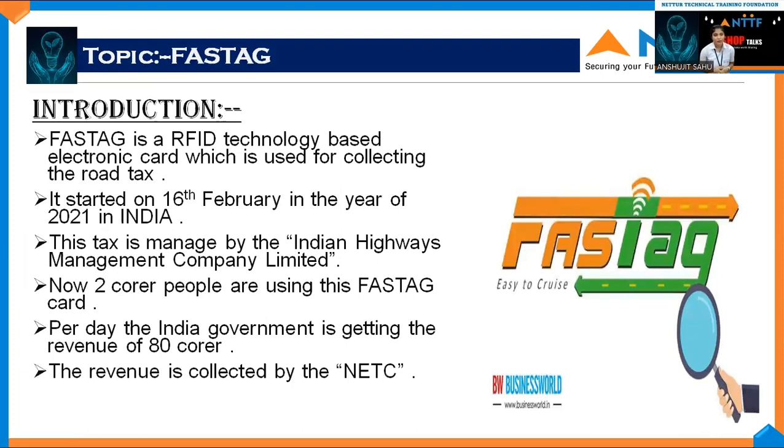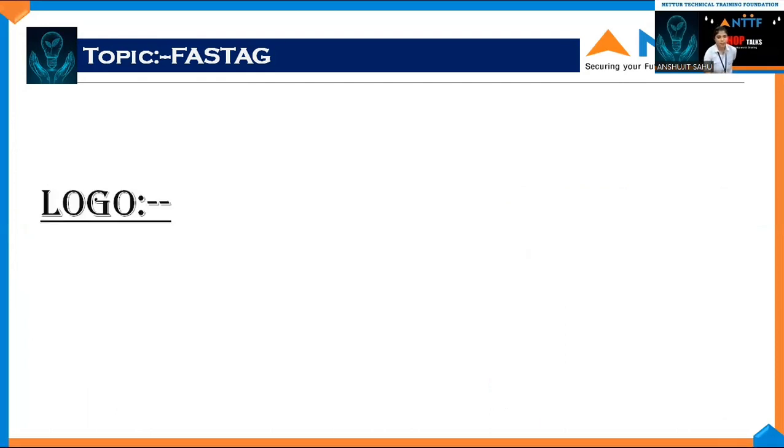The Fastag is an RFID technology-based electronic card which is used for collecting the road tax. It started on 16th February in the year of 2021 in India. This tax is managed by the Indian Highway Management Company Limited. Now 2 crore people are using this Fastag card per day. The Indian government is getting the revenue of 80 crore. The revenue is collected by the NETC, and NETC stands for National Electronic Toll Corporation. Then this is the logo of Fastag.